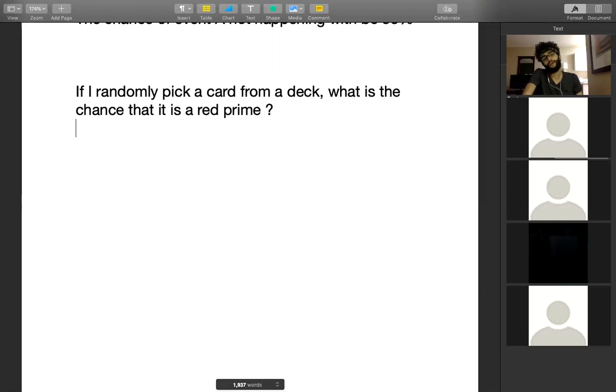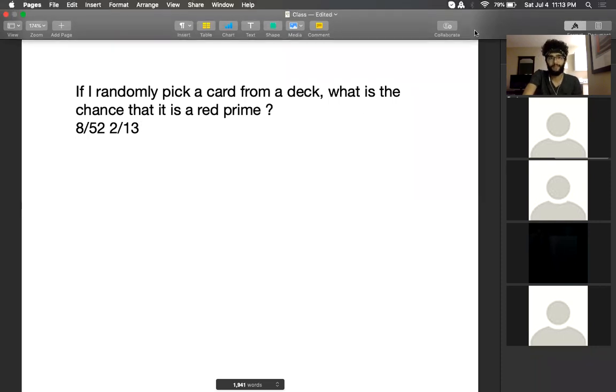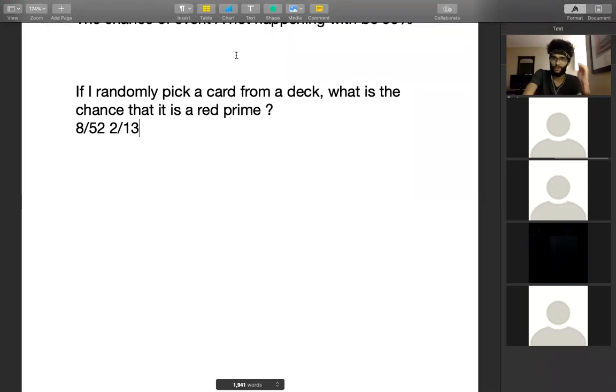So the first thing that we have to check is how many red primes there are, which is not too hard because there's 2, 3, 5, 7. So there are 4 primes per shape, and there are 2 red shapes, so it's 8. So it's 8 by 52, which is just 2 by 13. Right? So this is one of those examples where you just have to do the desired event divided by the total. Now let's make it a little bit interesting.